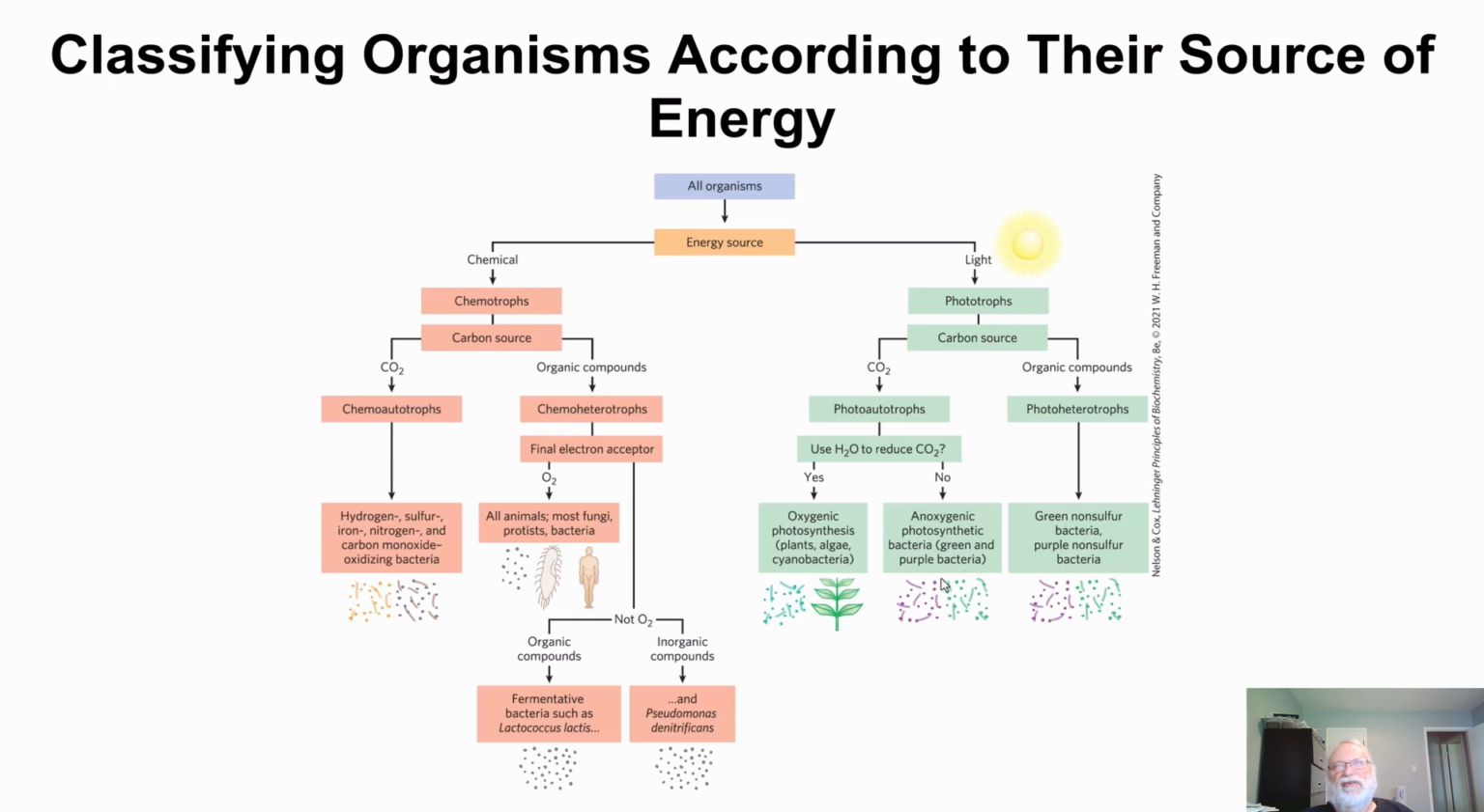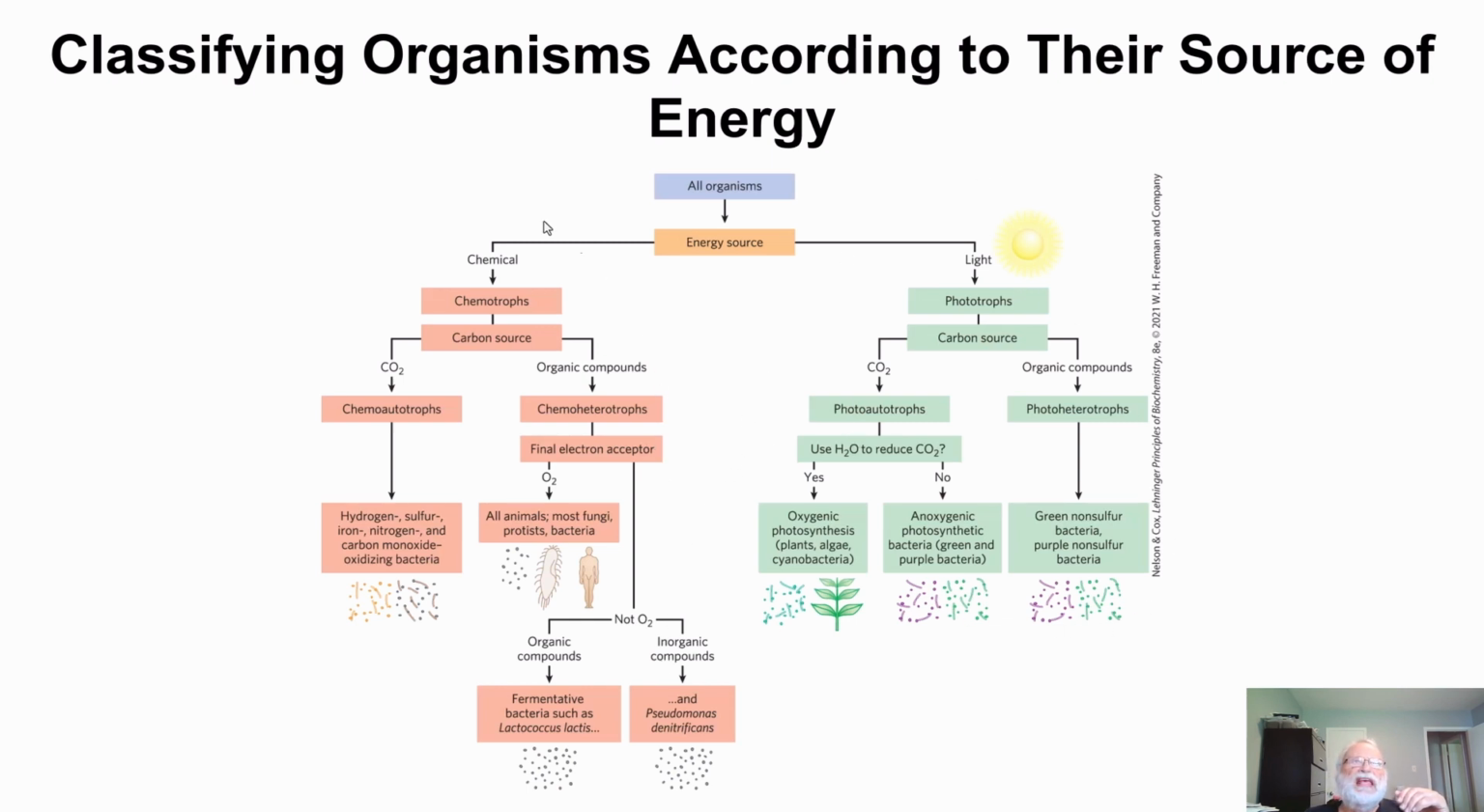And anoxygenic photosynthetic bacteria, green and purple bacteria and things like that, do not use water to help reduce carbon dioxide. And here, the carbon sources are other organic compounds. They're photoheterotrophs, meaning those organic compounds have to come from somewhere else. They're a heterotroph, but they also use light, so they're referred to as photoheterotrophs. Green non-sulfur bacteria and purple non-sulfur bacteria fall into this category. So these are all that use light.